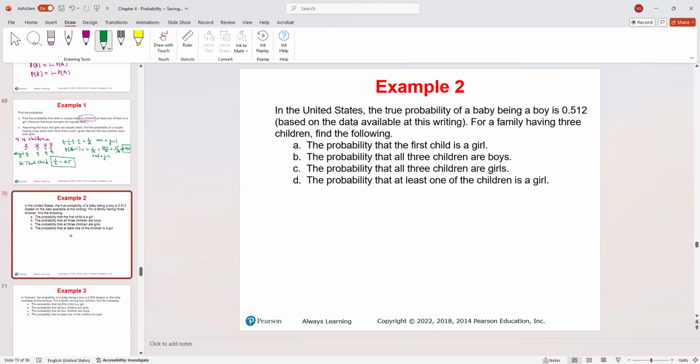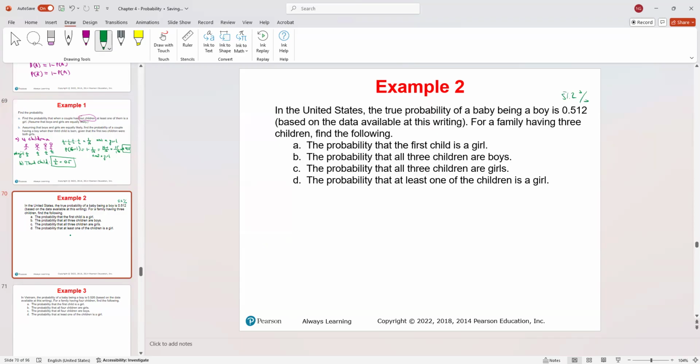Let's do another one very quick. In this one, it is asked: in the United States, the true probability of a baby being a boy is 0.512. That means 51.2%, based on the data available at the time this was written. So for a family having 3 children, what is the probability that the first child is a girl?